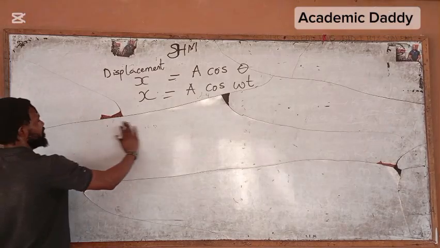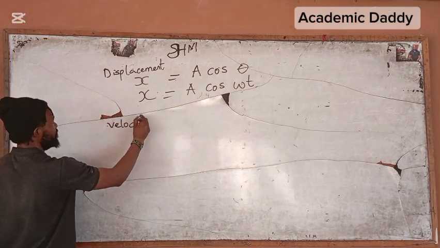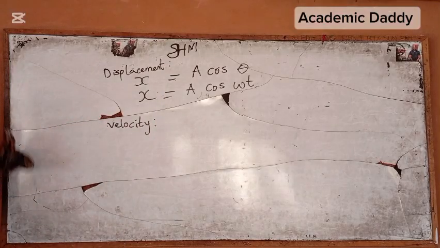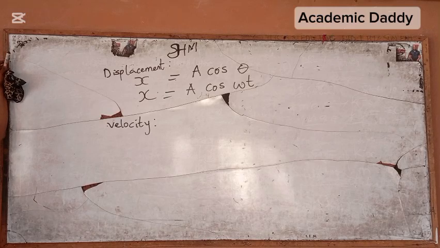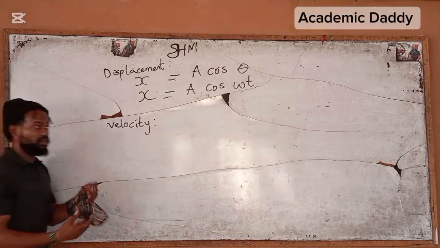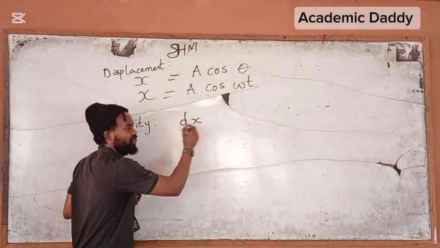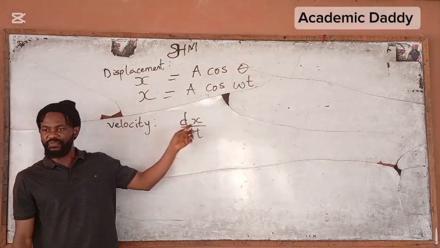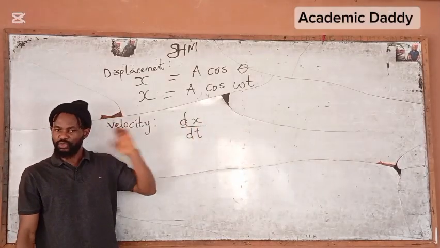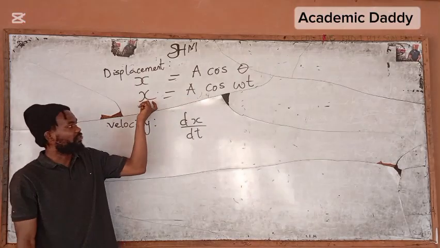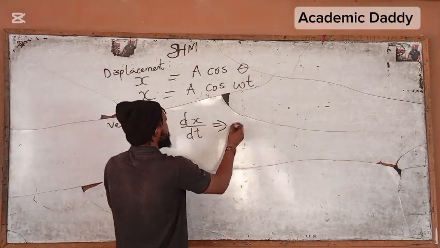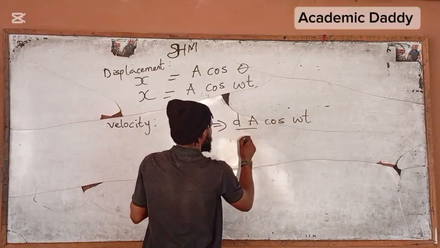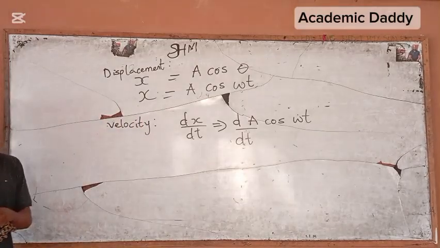The next one is velocity. We know that velocity is the derivative of displacement. Is it not true? Whenever you say change in something, all over change in time, it simply means that you should derive x with respect to time. Which means that if you come to this equation of x, it is the same thing as saying that we should change A cos wt with respect to time. Are you seeing it? Yes, that's what it means.